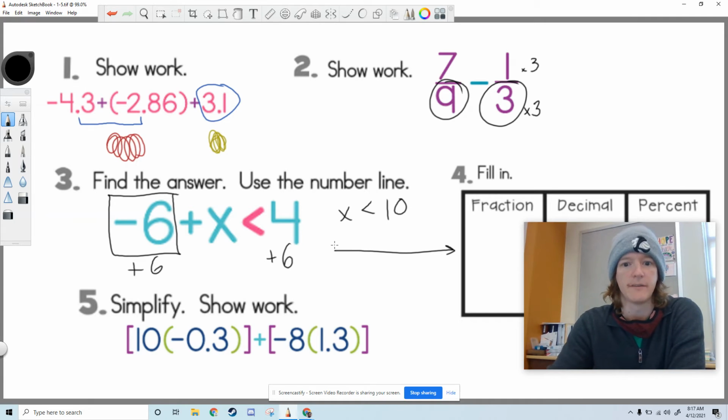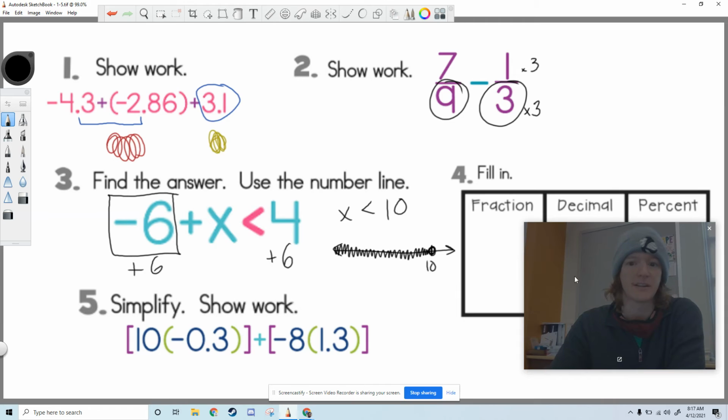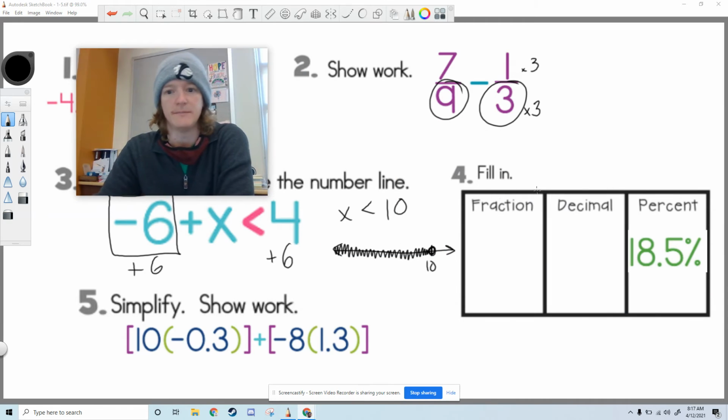So on our number line, if x is less than 10, start at 10. Open circle because it can't equal 10. X is less than 10, and it's all these numbers to the left of 10. So we'll shade the left side of the number line. Don't close in that circle because it cannot be negative 10.